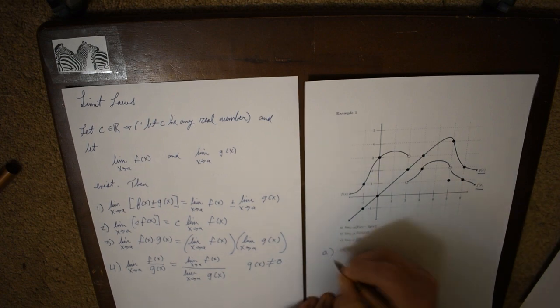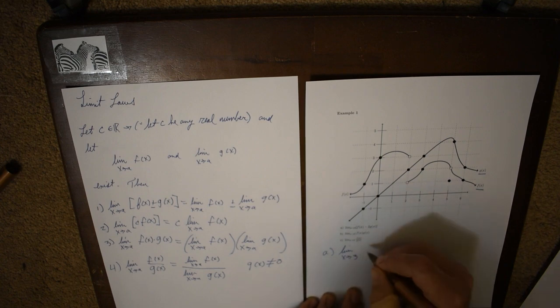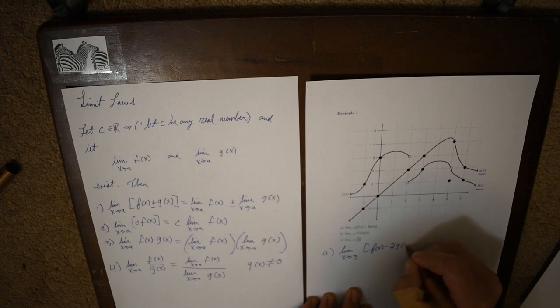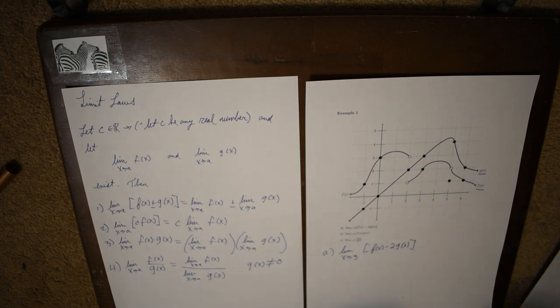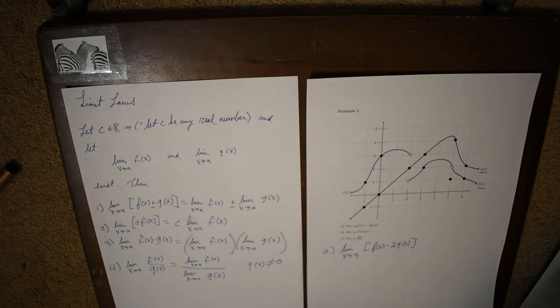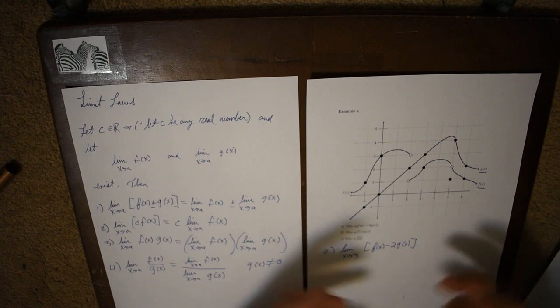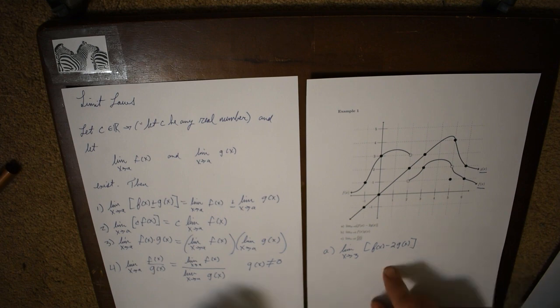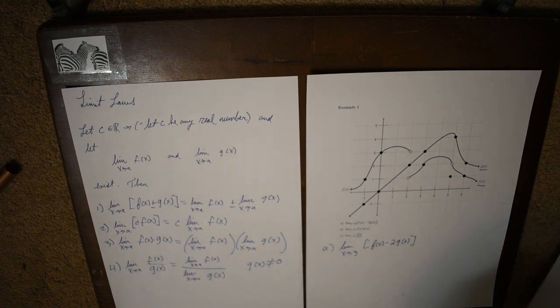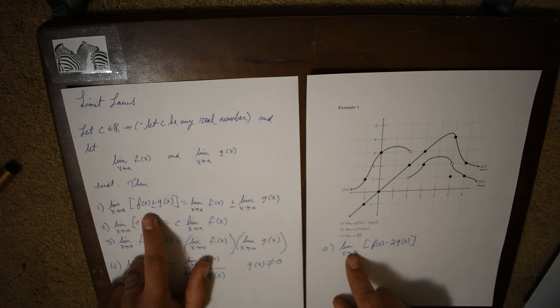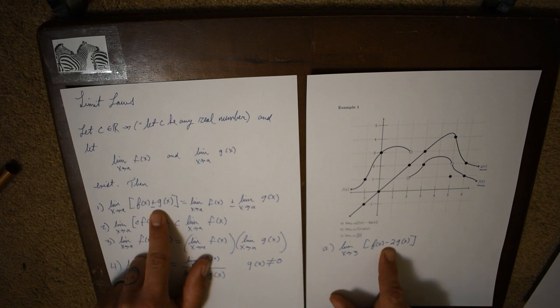So a. The limit as x approaches 3 of f of x minus 2g of x. So the first thing you want to do is use the limit laws to help break these things down. Because we can figure out what the limit of f of x is and g of x, but when they're combined like that, that's when you use your limit laws to help break them apart. So, what the first limit law says is we can break this limit up at addition or subtraction.